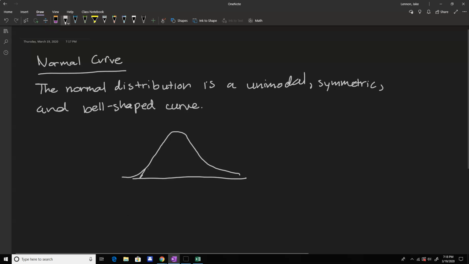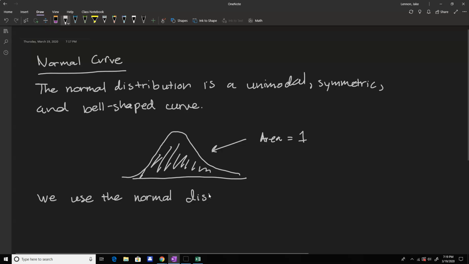Another thing, if you would look at the area below this thing, that whole area, area is equal to 1. And because the area is equal to 1, we use the normal distribution to determine the probabilities of certain events.